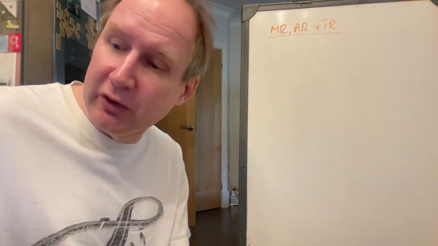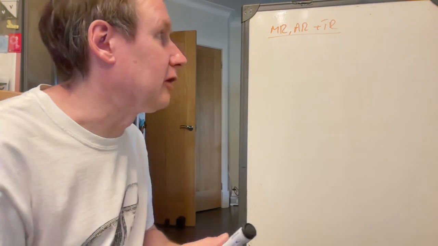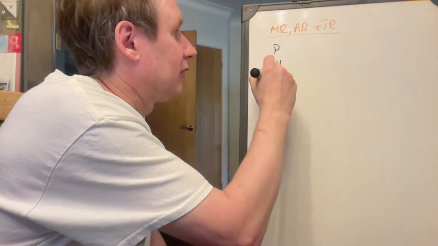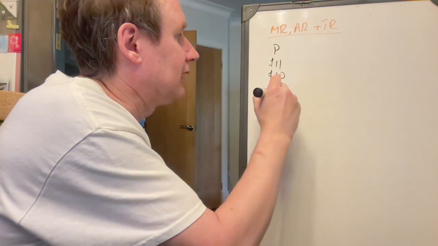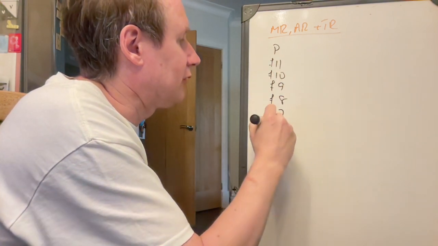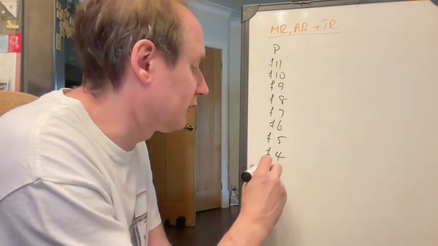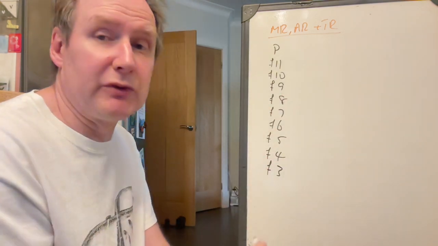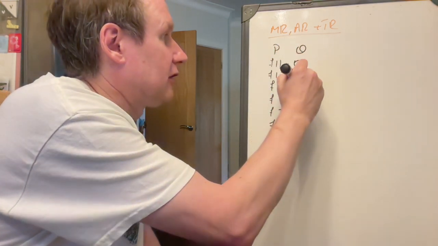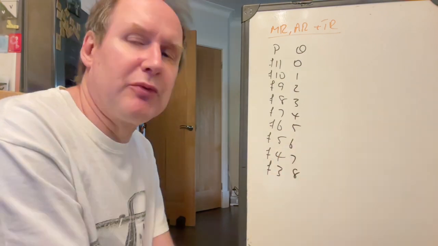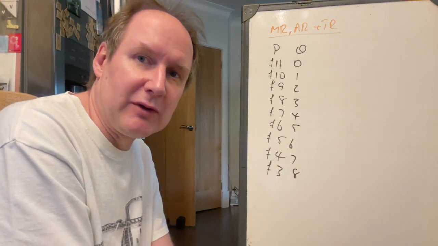So let's construct a simple demand curve. So here we'll have price: 11, 10, 9, 8, 7, 6, 5, 4, 3, and so on. And let's suppose that quantity goes 0, 1, 2, 3, 4, 5, 6, 7, 8. It's a pretty straightforward downward sloping demand line.